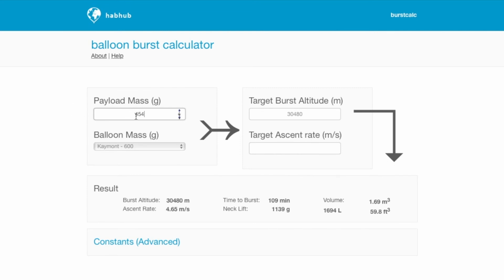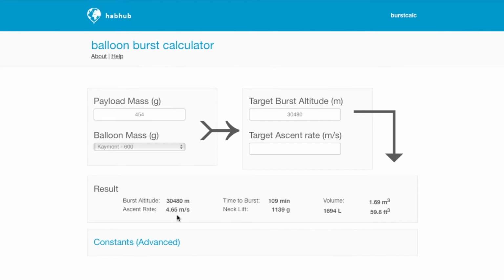I currently don't know the mass of my payload, which includes the parachute and the rigging. Let's use 1 pound as an example, which is about 454 grams. Entering this data gives me the following information. Volume shows how much helium will be needed. The neck lift tells me how much lift the balloon will have when filled with a given volume. If you attach something of this weight, the balloon will float in place without going up or down.